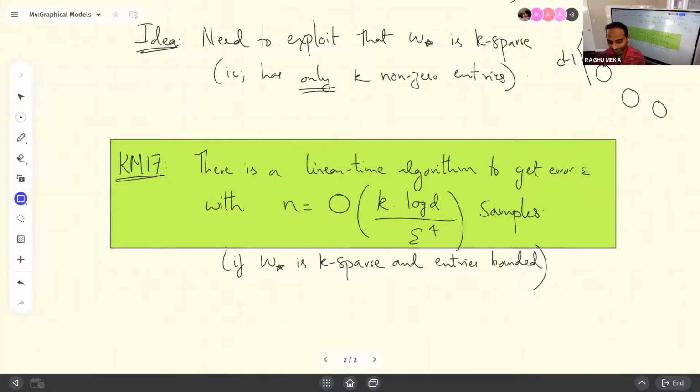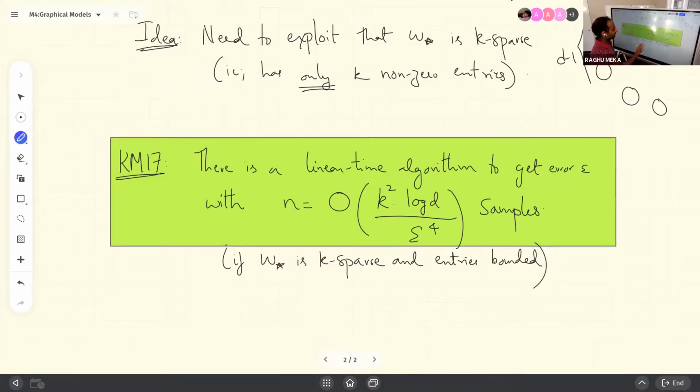Okay. And actually, the algorithm, it's not k. It's, I think, k squared. Sorry, yeah, k squared. So it's k squared and not k, but the dependence on d is only logarithmic. Okay, that's kind of great.